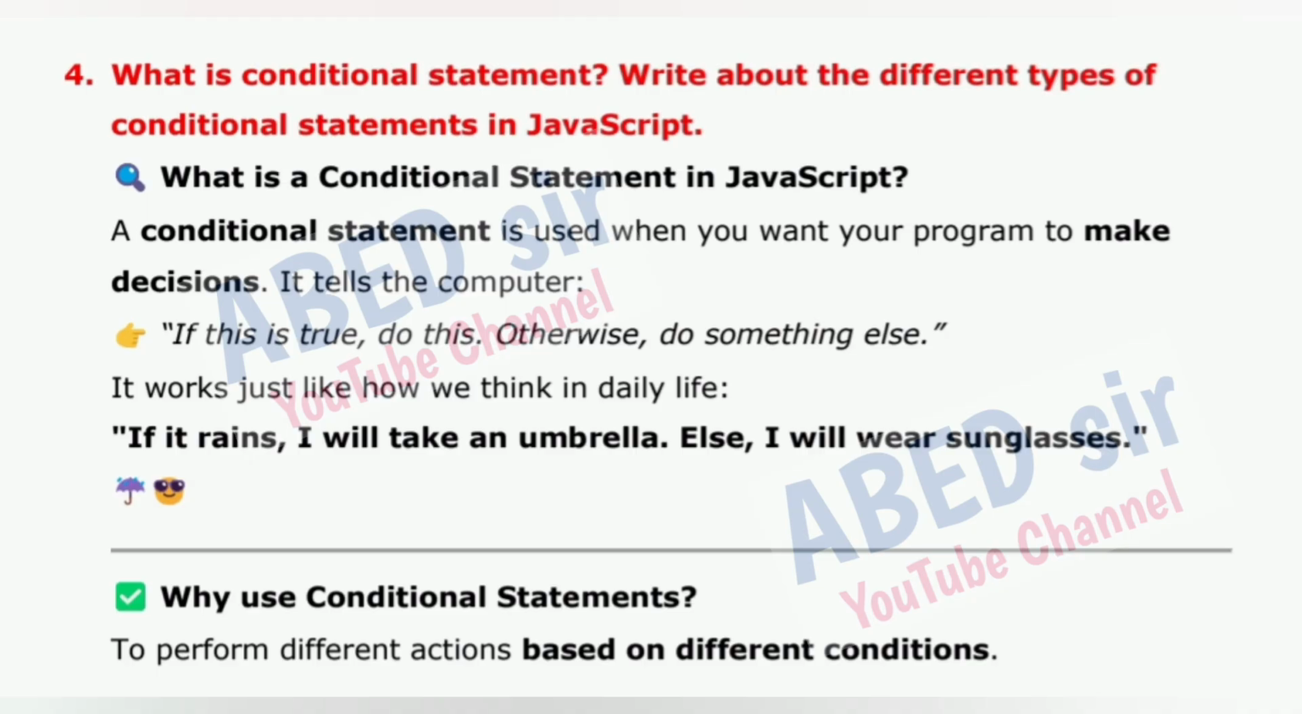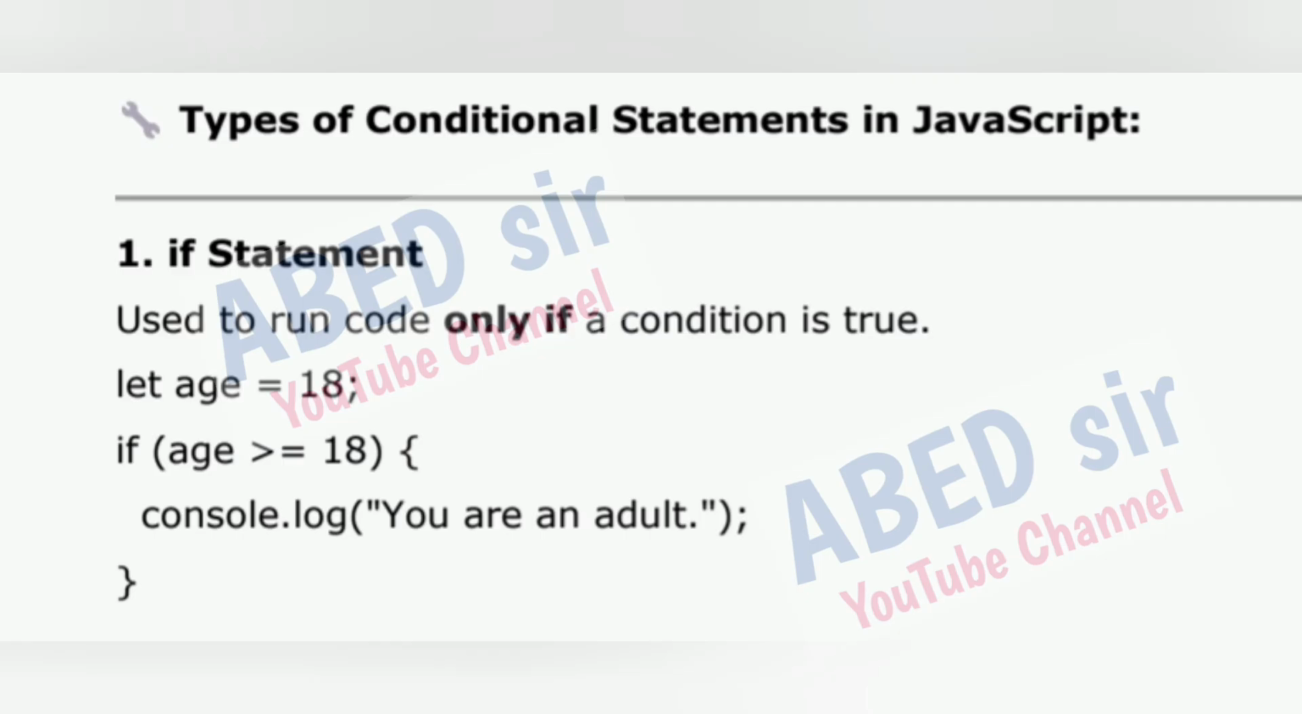If it rains, I will take an umbrella. Else, I will wear sunglasses. Why use conditional statements? To perform different actions based on different conditions. Types of conditional statements in JavaScript.